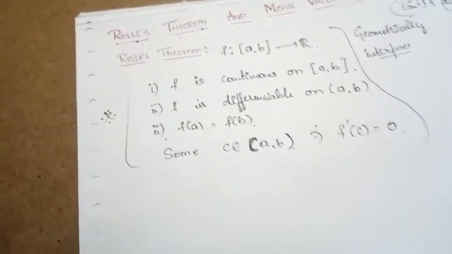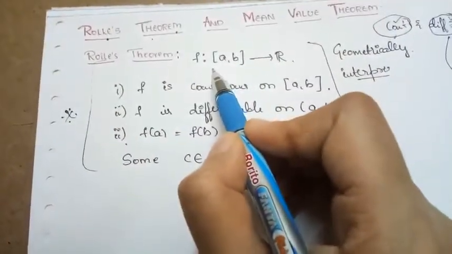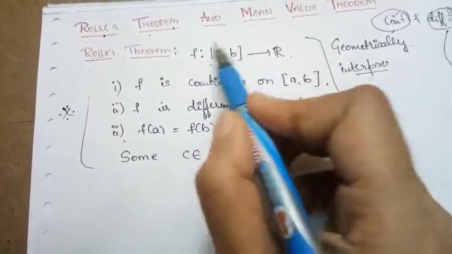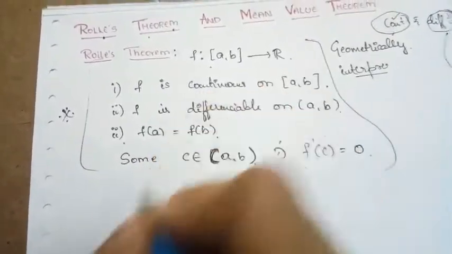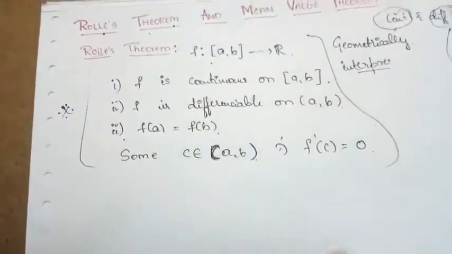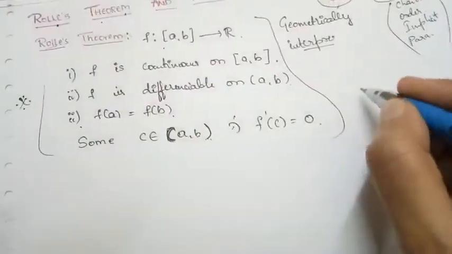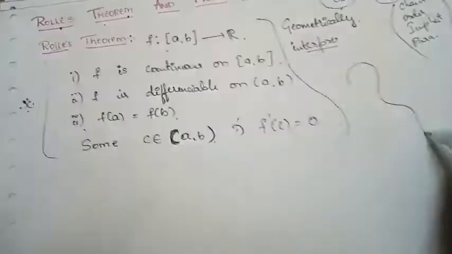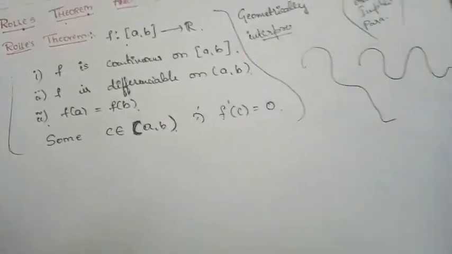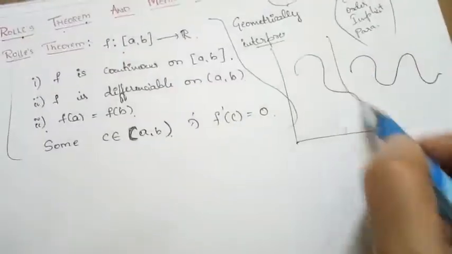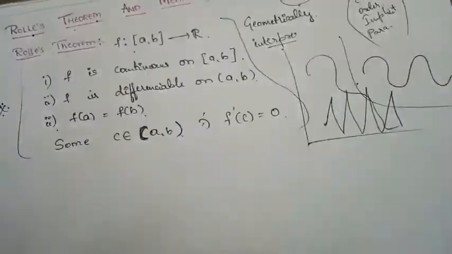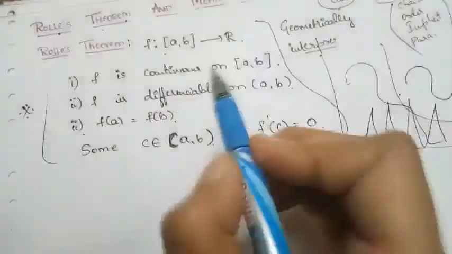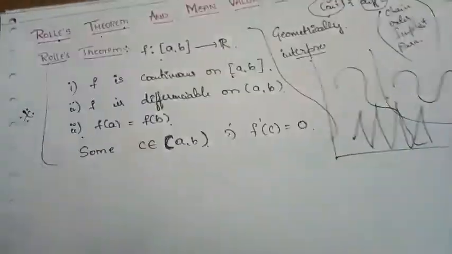Now let us understand the statement of Rolle's theorem step by step. They have defined a function f from a closed interval [a, b] to the set of real numbers. They said that the function f is continuous on [a, b]. Continuous means graphically we know that the function is continuous without a break. If we draw this type of function, then we say that the function is continuous. Even this function is also a continuous function. So the function is continuous on [a, b].